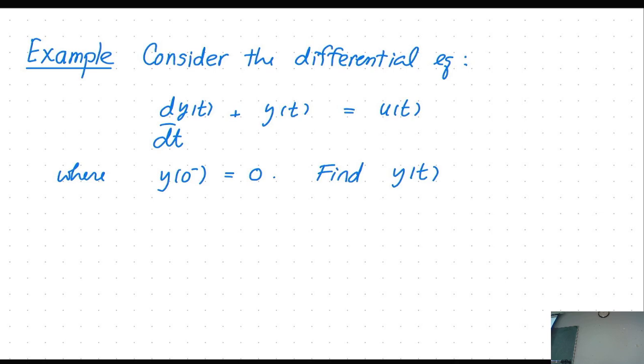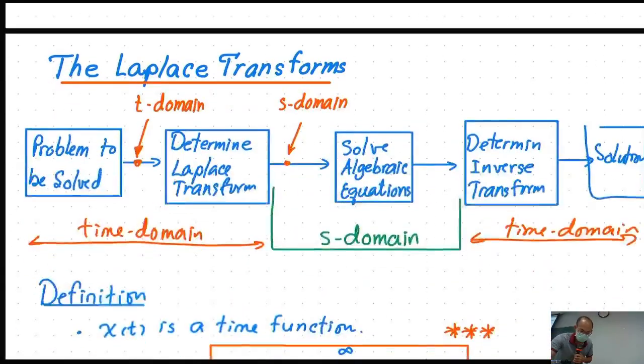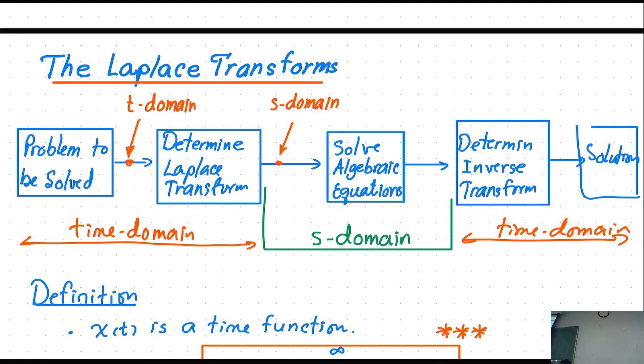Now we'll be using Laplace transforms to solve this differential equation. We're going to be referring to this box. The differential equation that I just wrote down is the problem to be solved. The next step is to determine the Laplace transform of that differential equation, and we'll be working in the s domain instead of the time domain. Once we've got the result, which is Y of s, we will use the inverse Laplace transform to get y of t back.